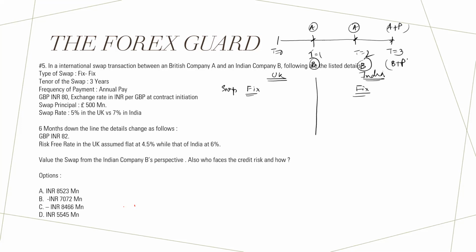plus the principal. At initiation, the exchange rate has been mentioned as 80. And the total principal is 500 million pounds. And the swap rates have been given as 5% and 7%. Now what's happening here?